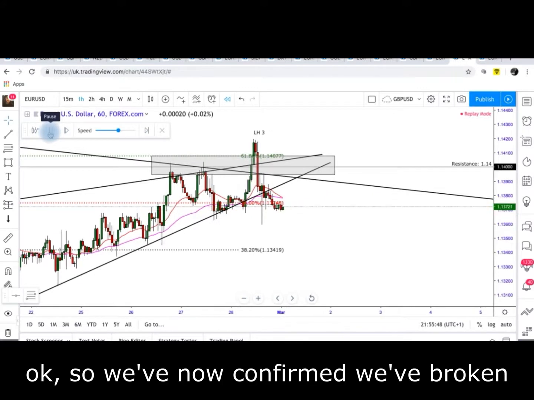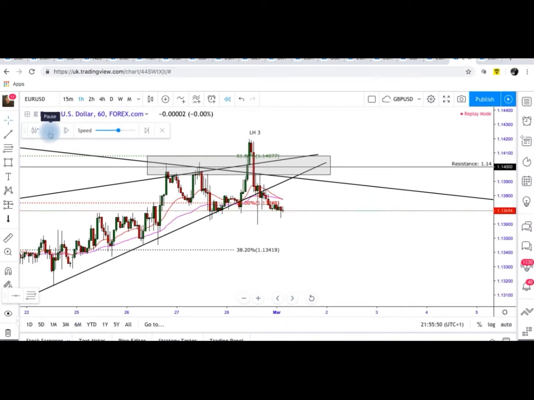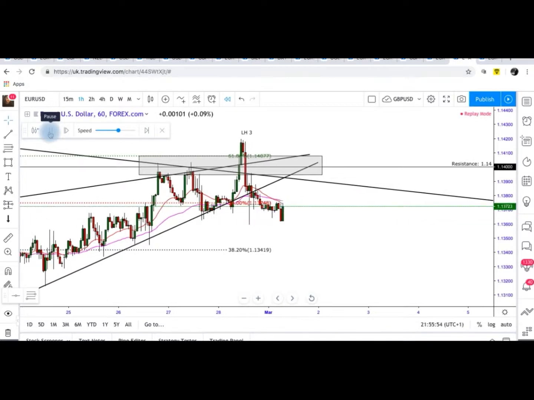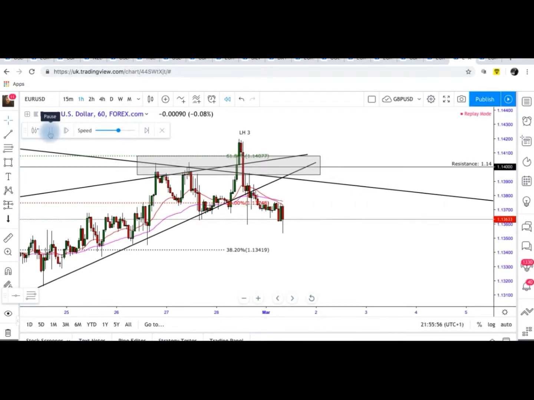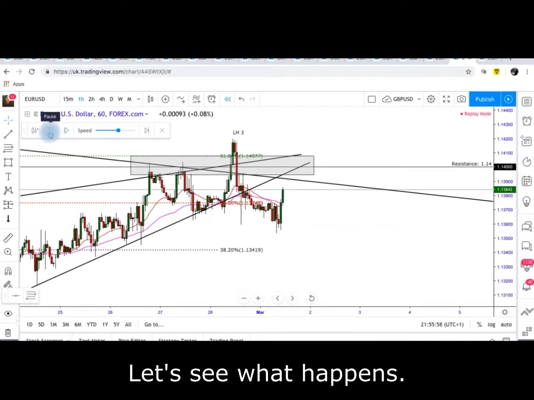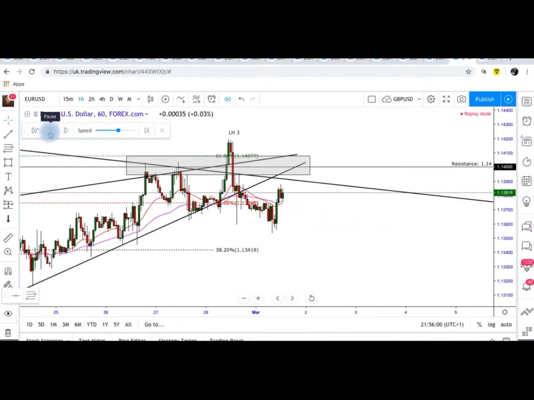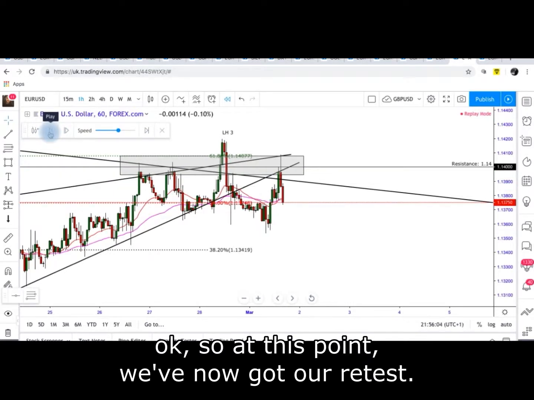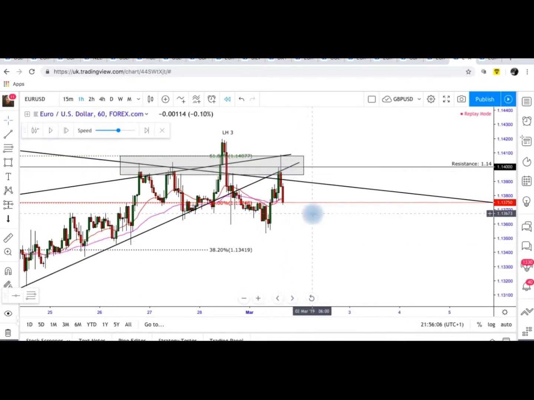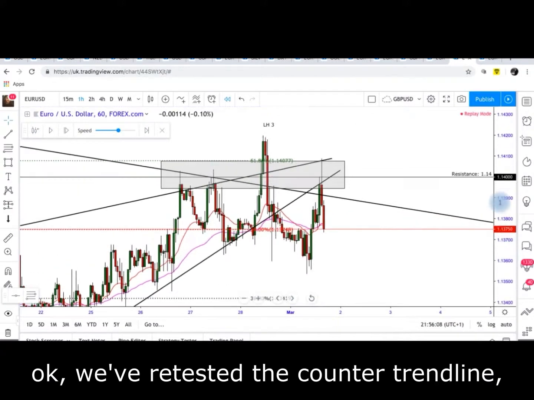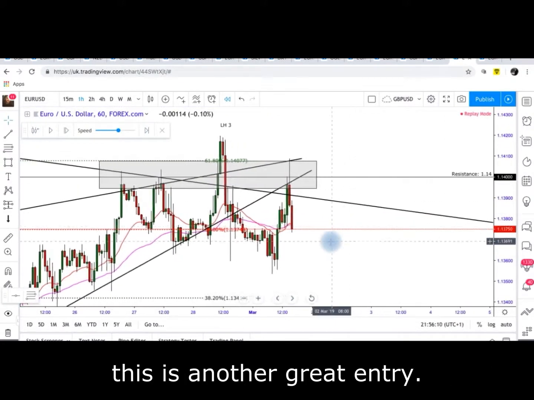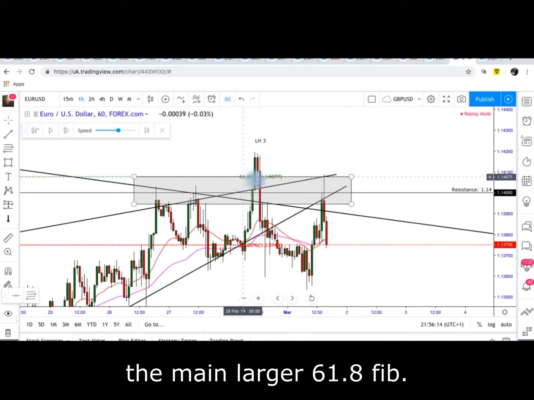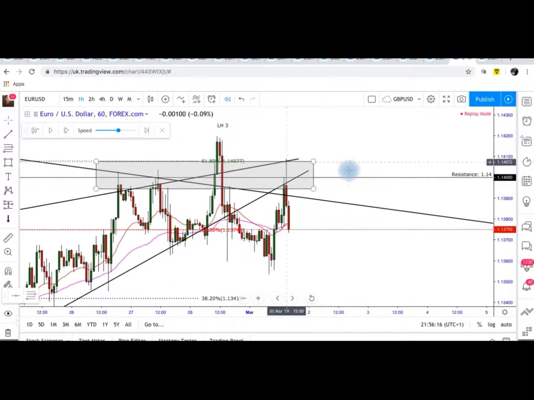Okay, so we've now confirmed that we've broken the counter trend line. And now we're hoping for a retest. Is the retest going to happen? Let's see what happens. Okay, so at this point, we've now got our retest. We've retested the counter trend line, so this is another great entry. In addition to that, we've also retested the 114, the main larger 618 fib.